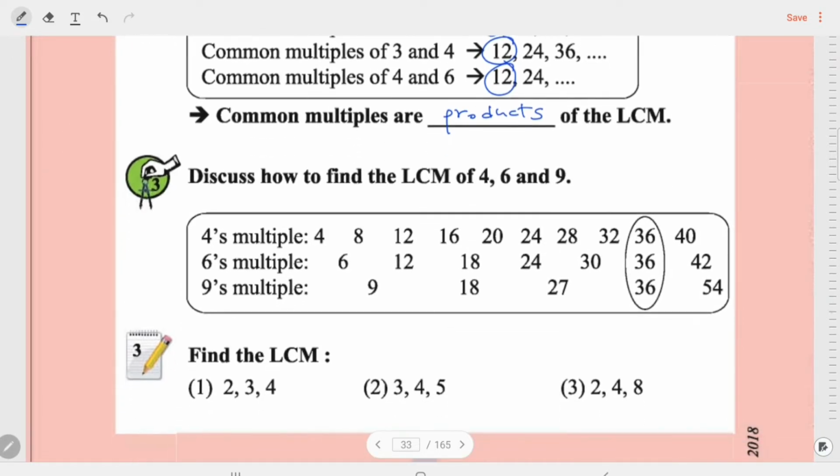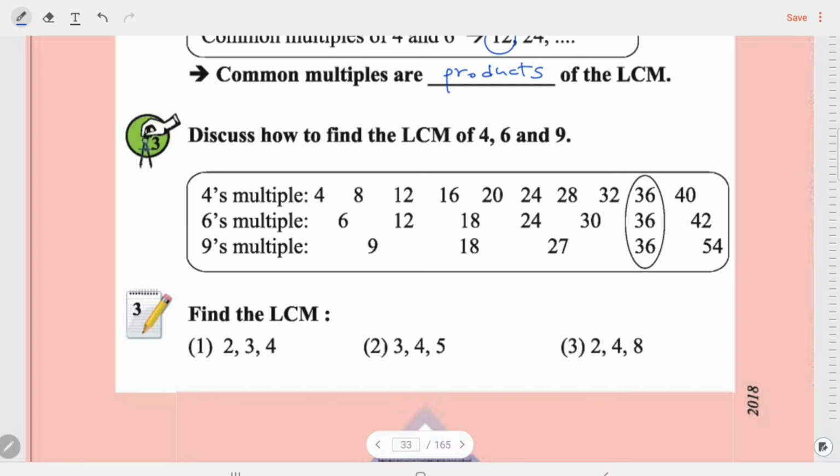Finding LCM, I told you one method, but how did the method arise, how did we come to such a method? Initially you should go like this, right? 4's multiples mean 4, 8, 12, like that up to 40. 6's multiples also like this. 9's multiples like this. Now you have to see which number is common among these three, 4, 6, 9. That is the LCM, right? See, 36 is the common one among them, so 36 is the LCM.